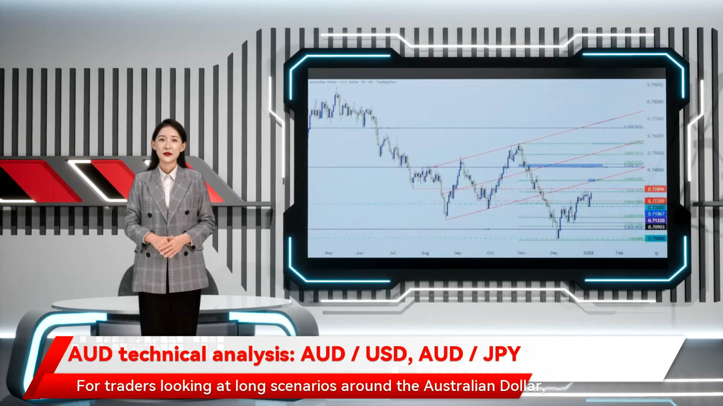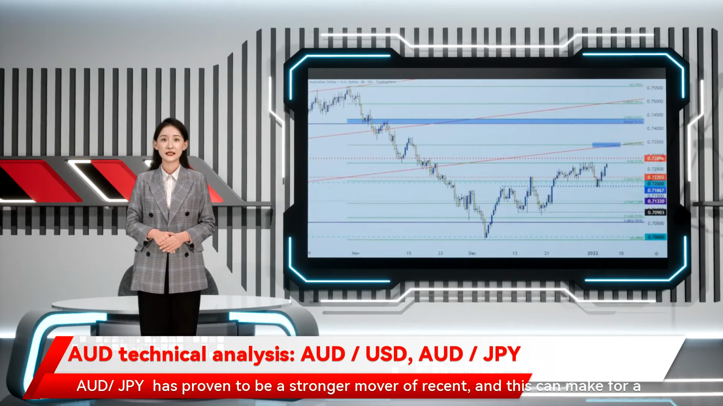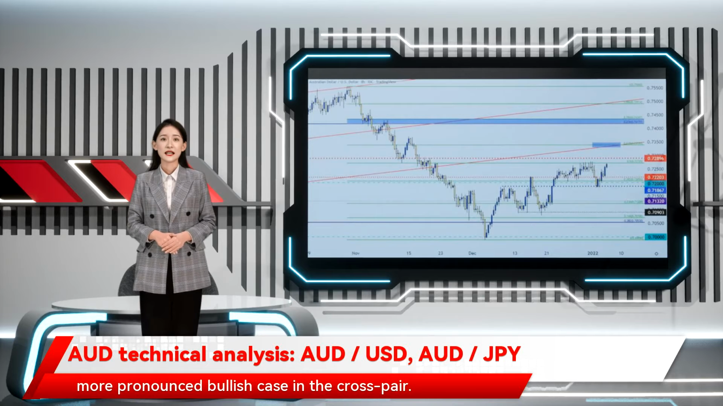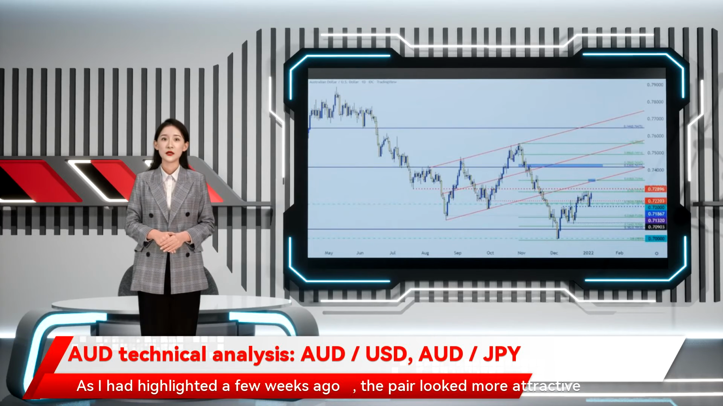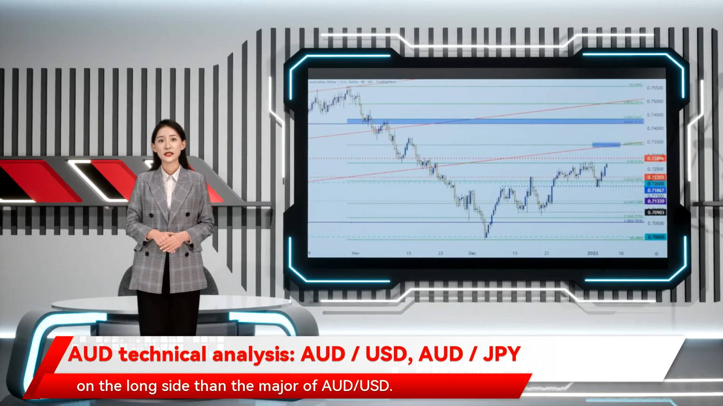For traders looking at long scenarios around the Australian dollar, AUD/JPY has proven to be a stronger mover of late, and this can make for a more pronounced bullish case in the cross pair. As I had highlighted a few weeks ago, the pair looked more attractive on the long side than the major of Australian dollar to US dollar.